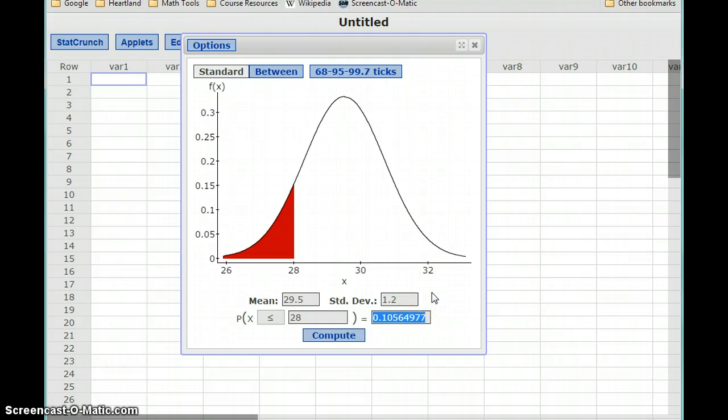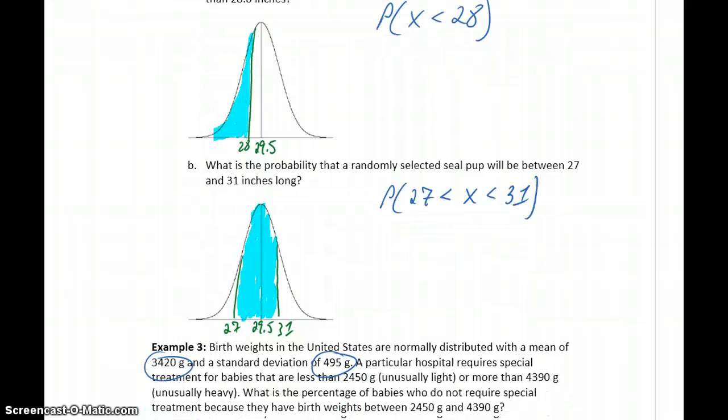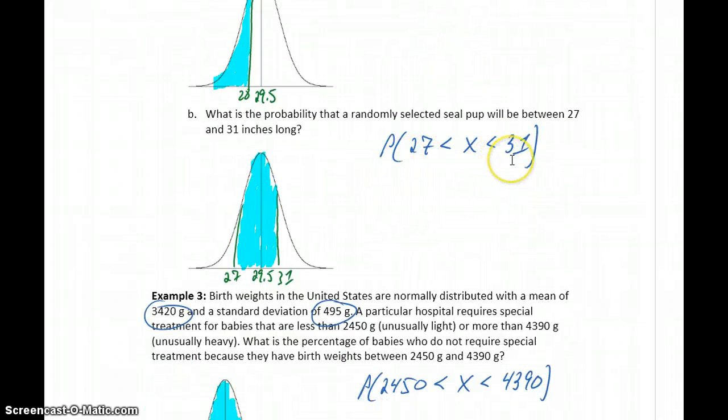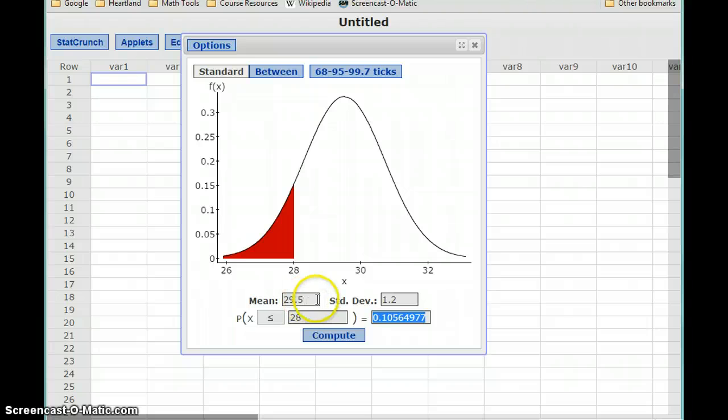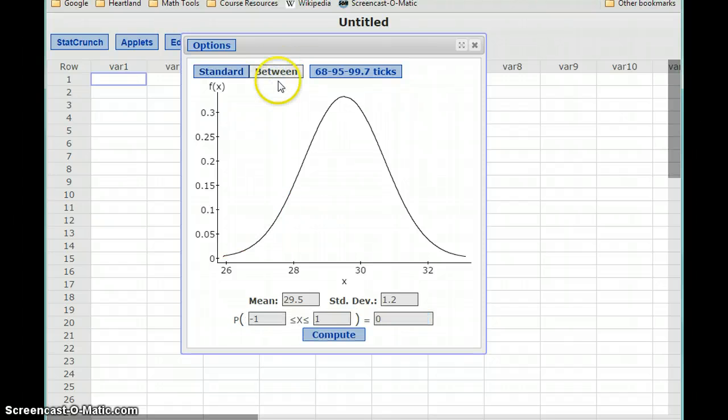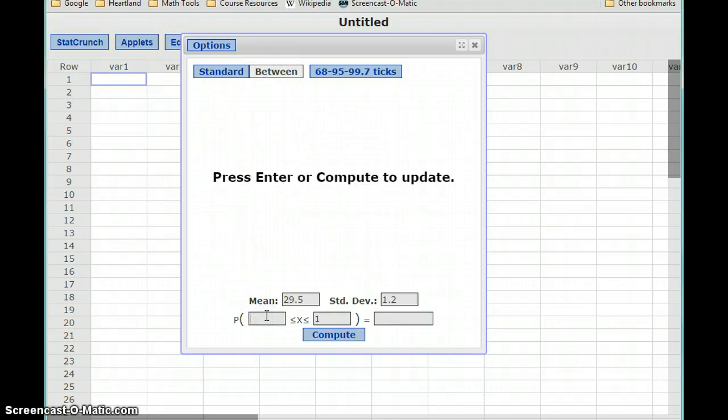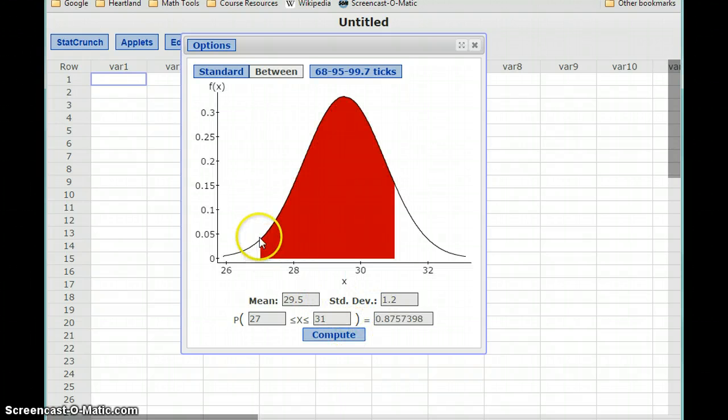In part B, we wanted the probability that x is between 27 and 31. So our mean and standard deviation remain exactly the same. To get that compound inequality, we'll select between, and now we can put in a value at both the low and high end. So we want x to be between 27 and 31, with the mean and standard deviation remaining exactly the same. Click compute, we get our shaded region from 27 to 31, and our probability of about 87.57%.